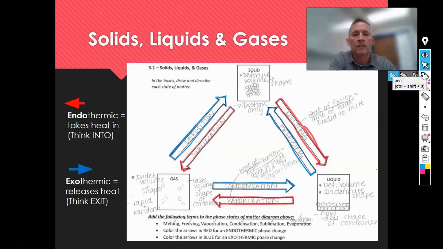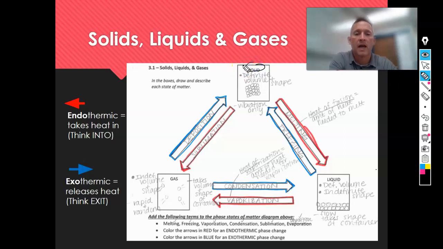Welcome to Chapter 3, and in Chapter 3 we're dealing with gas laws, but we're going to start with solids, liquids, and gases, and phase changes for those. Now this might be a review for you from past years, but this is a good way to catch up and then get ready to go into just those gas laws. So we'll start first with just our solids.